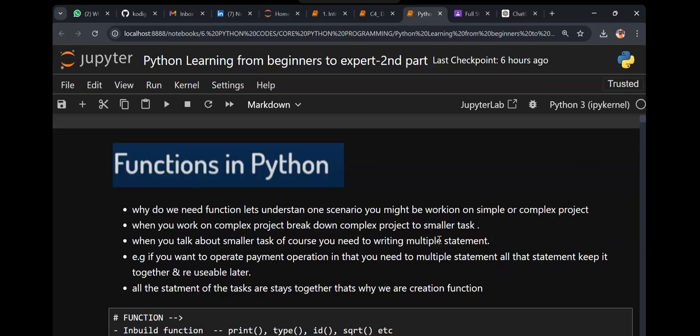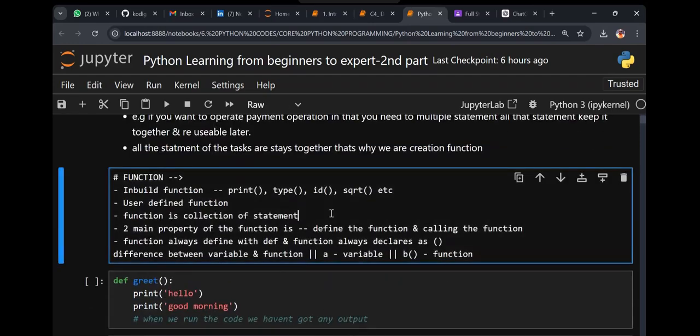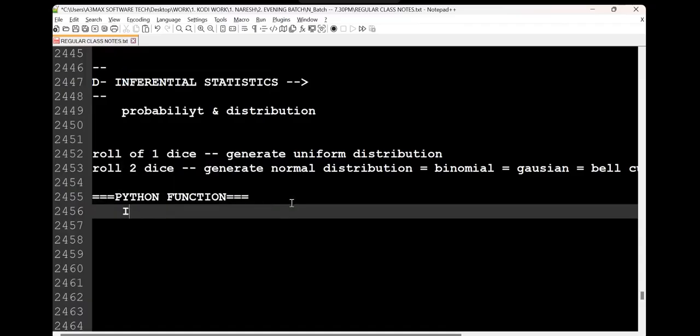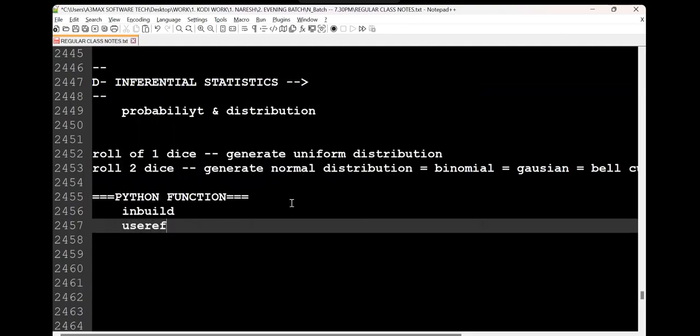See, in routine work, we do the same work multiple times, isn't it? If you want to handle payment operations, you need to write multiple statements, guys. So all the statements of the task stay together and you create a function and reuse it later. You define the statements once and reuse later. Functions are divided into 2 types. The first one is inbuilt and the second one is user defined.